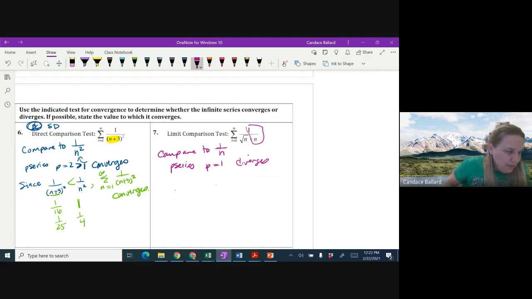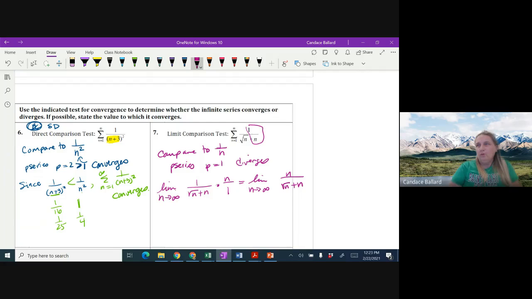Okay, so by limit comparison test, remember what we do is we take the limit as n approaches infinity of the original series, and then technically we divide by the new series, or the comparison series, or we multiply by its reciprocal. So really, if I wrote it a little prettier, we have n over n square root of n plus n. My highest exponent here is a 1, because this would be a 1/2.